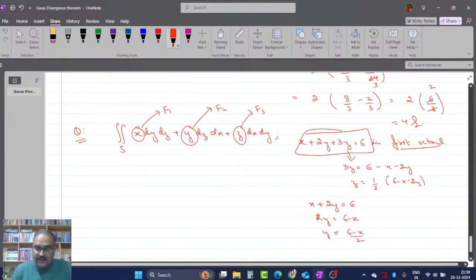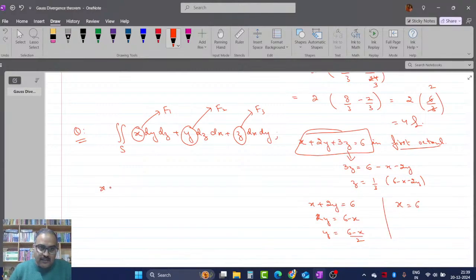We found z and y, which leaves the value of x, x is equal to 6. So x goes from 0 to 6, y goes from 0 to (6 minus x) by 2, and z goes from 0 to 1 by 3 times (6 minus x minus 2y). Okay, the rest of the integration is the same. So this was something about the divergence theorem.